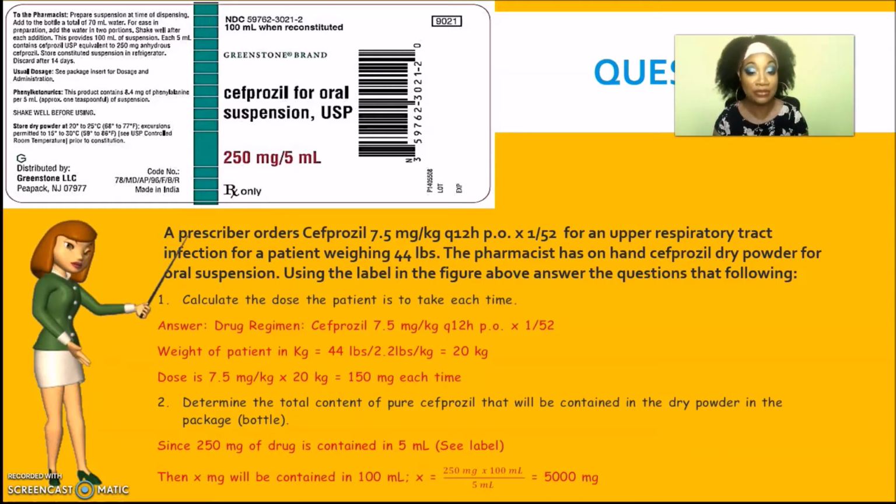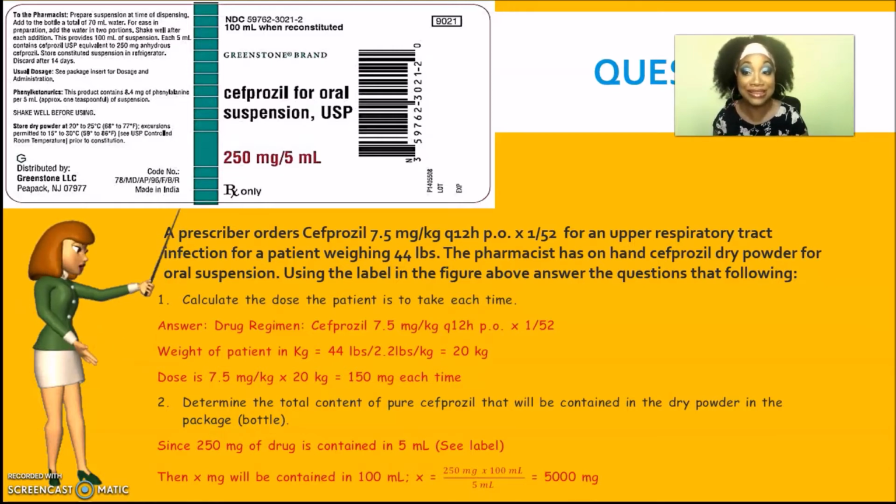Okay, so we have found that the total amount of cefazil in the final volume of 100 mils, once you follow the manufacturer's instruction, would have been 5,000 milligrams. So we determine the dose, the single dose. We're able to determine the amount of drug in the powder.